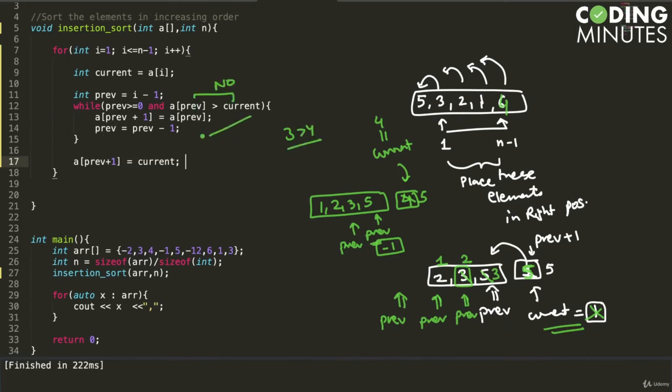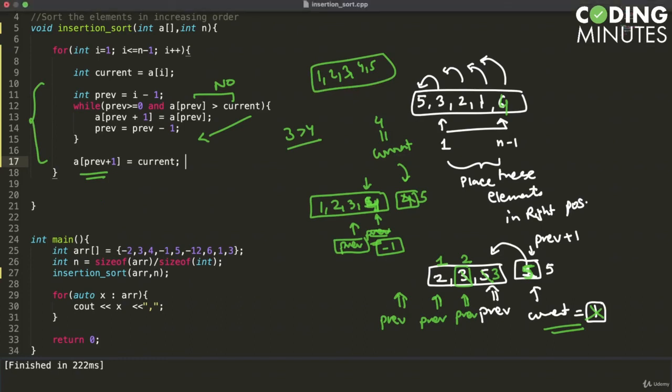So we break this loop, we come out of this loop, and we say okay, array of previous plus 1 should be equal to current. So this is previous plus 1. So we put a 4 here, and we are done. We have inserted 4 in the right index, so it becomes 1 2 3 4 and 5. I hope this intermediate step of inserting an element in its right position is clear. And this we will do for all the elements from index 1 to n minus 1, and this will do insertion sort on the entire array.